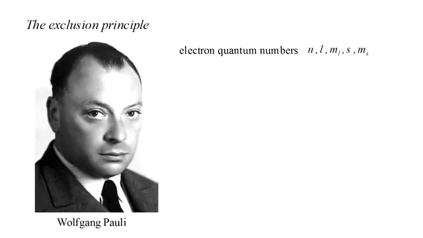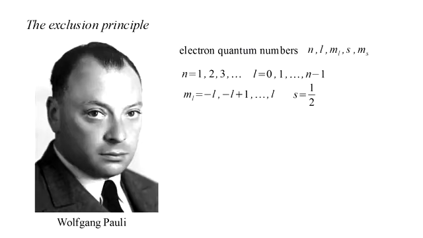In this video, we've seen that an electron also has quantum numbers s and m sub s. n can have values 1, 2, 3, etc., and specifies energy. l can have values 0, 1, 2, up to n minus 1, and specifies angular momentum magnitude. m sub l can have values of minus l, minus l plus 1, and so on up to l, and specifies the z component of angular momentum. s is equal to a half, and specifies spin angular momentum magnitude. Finally, m sub s can have values of minus 1/2 or plus 1/2, and specifies the z component of spin angular momentum.